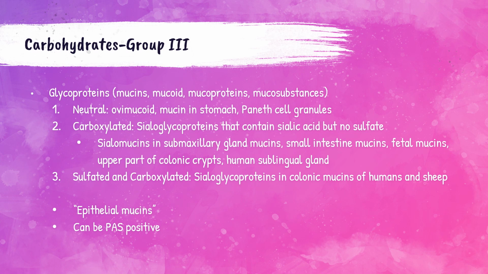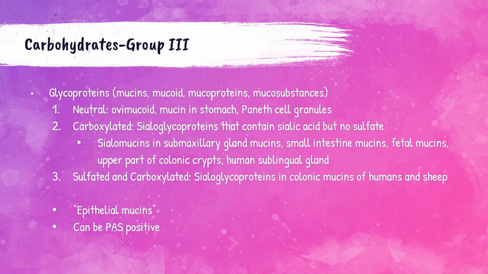The third group of carbohydrates are glycoproteins, which contain mucins, mucoid, mucoproteins, and mucosubstances. Just like with all these other groups, there are subcategories. So for group 3, there are neutral, carboxylated, and sulfated and carboxylated. The neutral category contains egg whites, mucin in the stomach, and granules of the Paneth cells. Paneth cells are specialized secretory epithelial cells located in the intestinal crypts of Lieberkuhn.